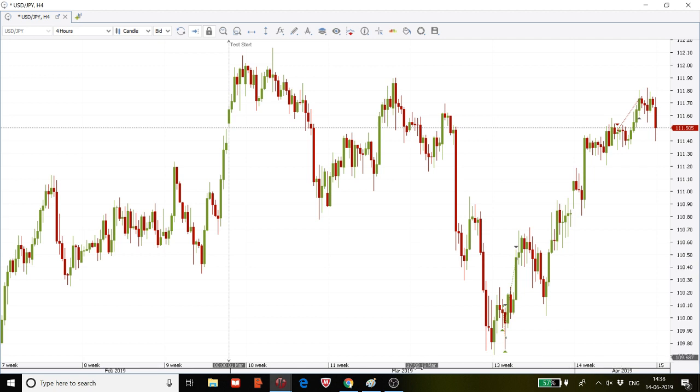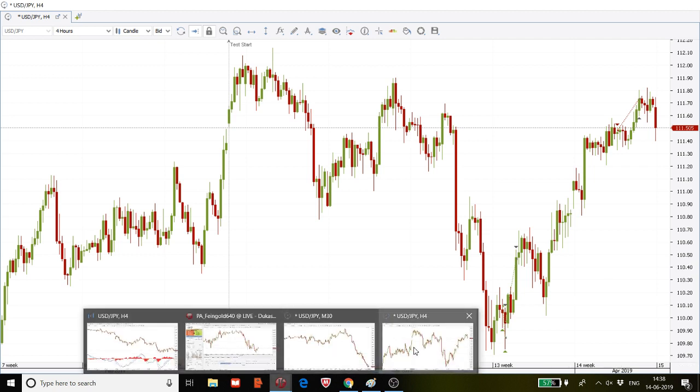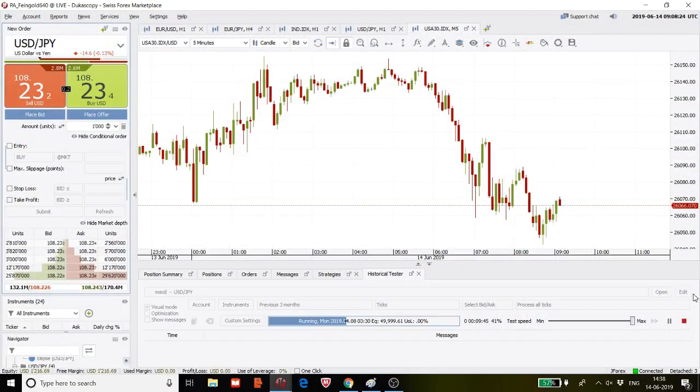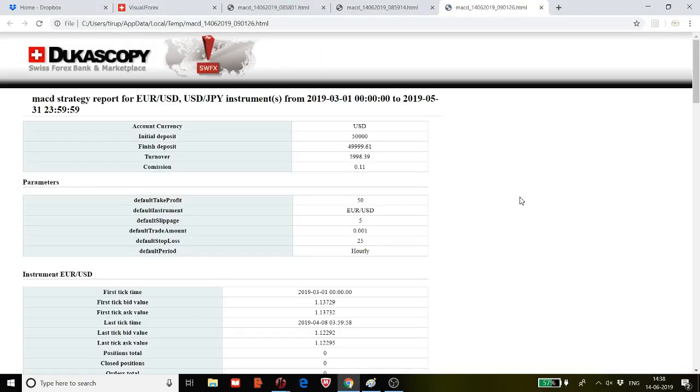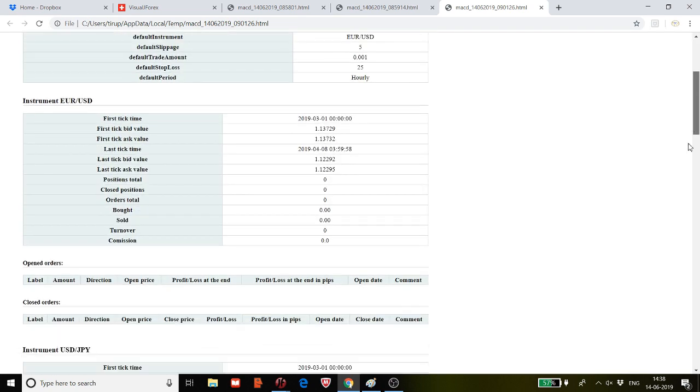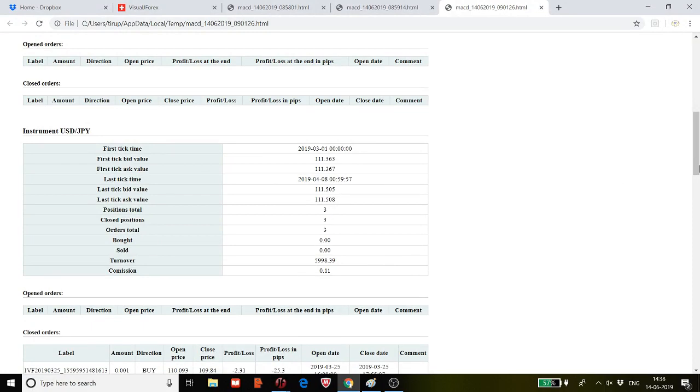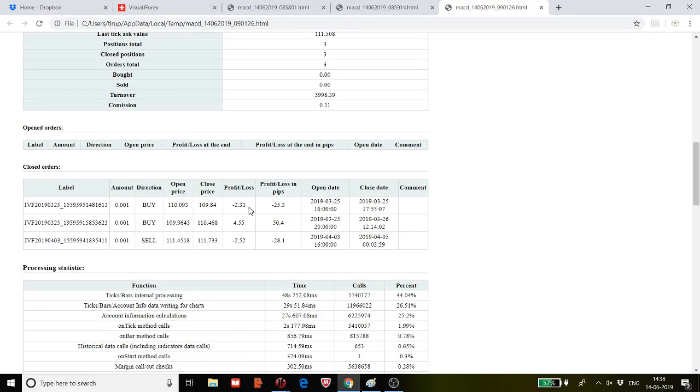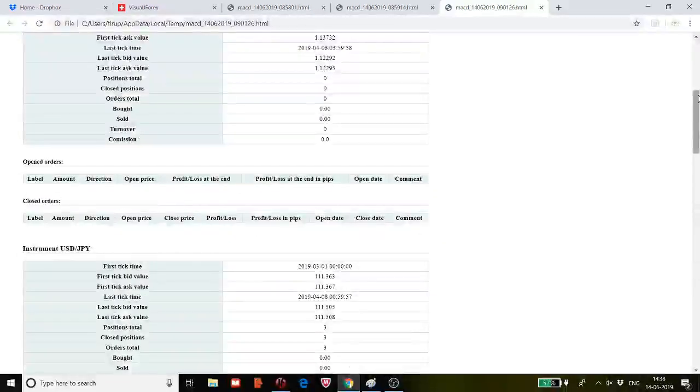So here now I will stop, and before that, 50,000 was the initial deposit. The finished deposit is 49,999, hardly a 50 cent loss. Now let us check. It has opened three positions, one profit, two loss. These are the results.